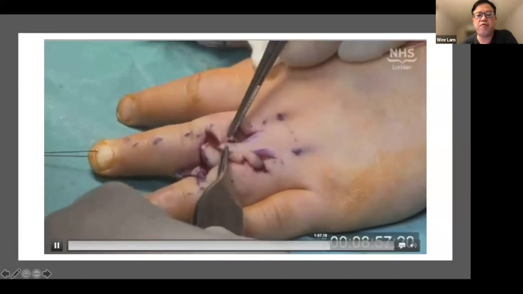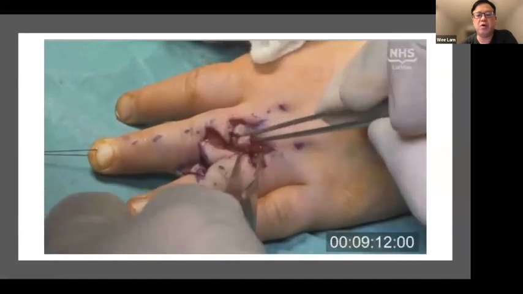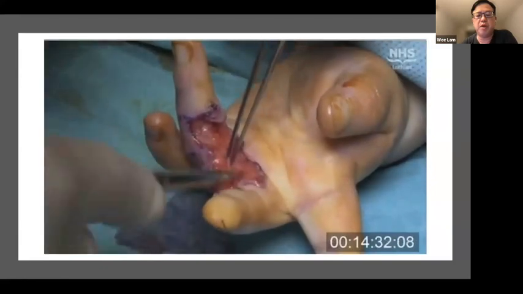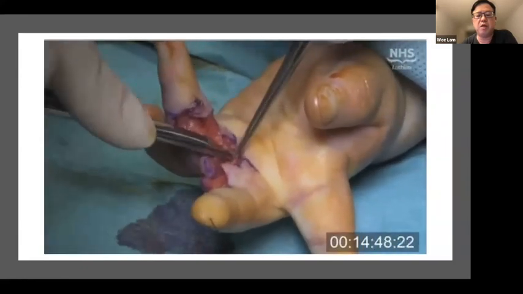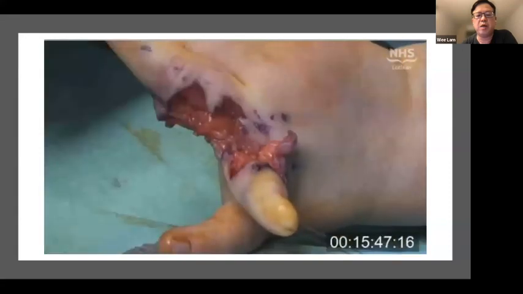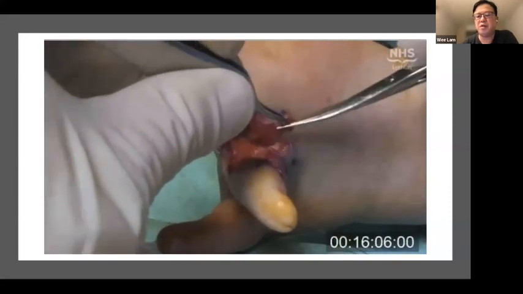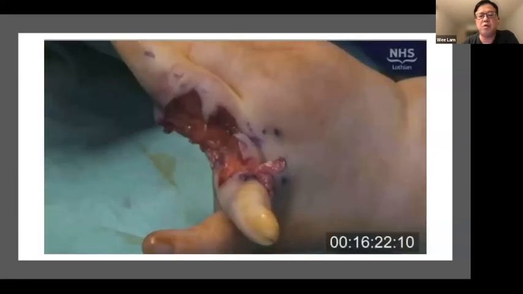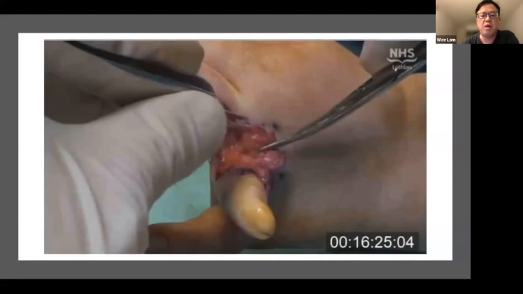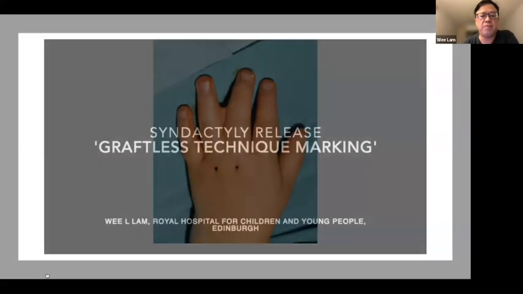Yes, there you go. It just fits into that corner, and then the whole thing should fall into place. And so again, this is the release of the syndactyly going down to the web space, and really the extent of defatting that is necessary for this to close primarily.